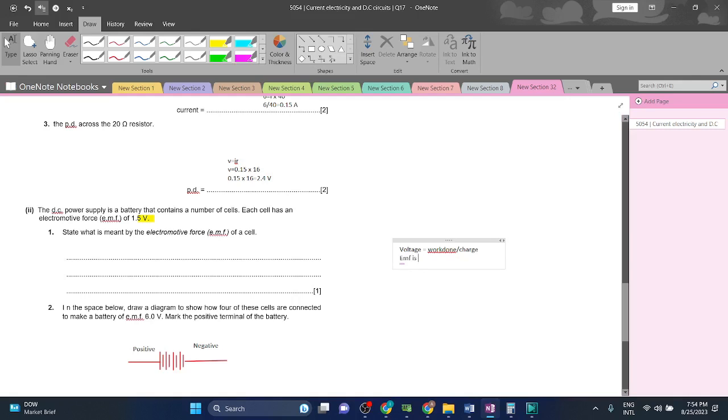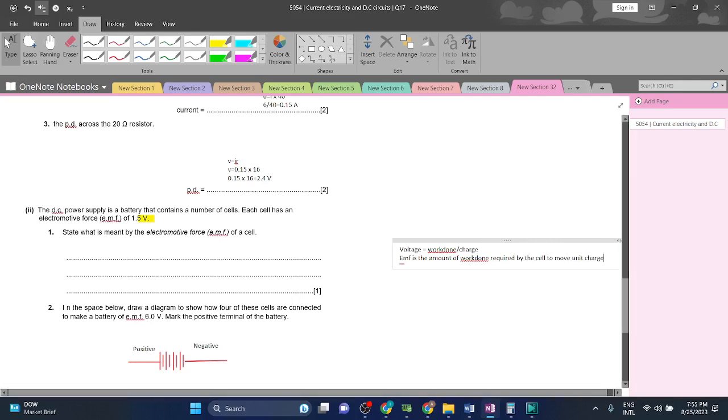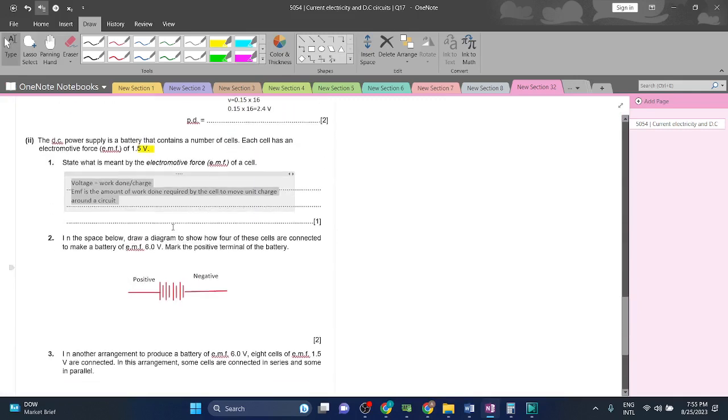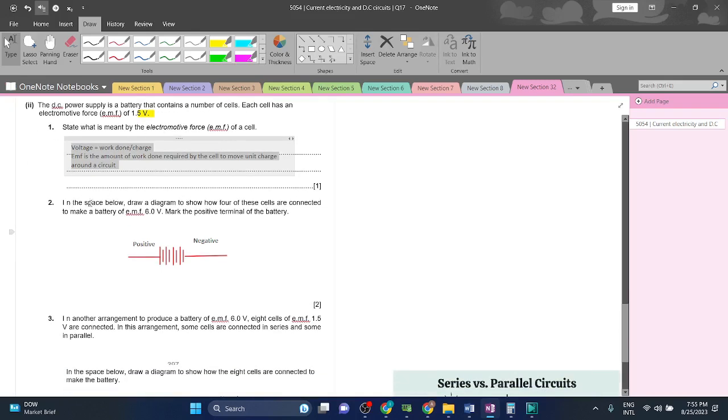EMF is the amount of work done required by the cell to move unit charge around a circuit. So as simple as that, that is what EMF is. You can represent it in another way too, but since they have given us this much space, they require us to write this much as well.